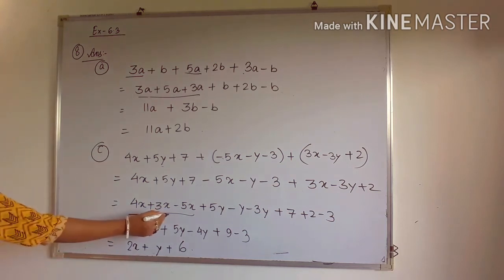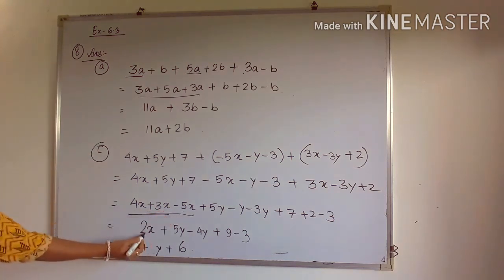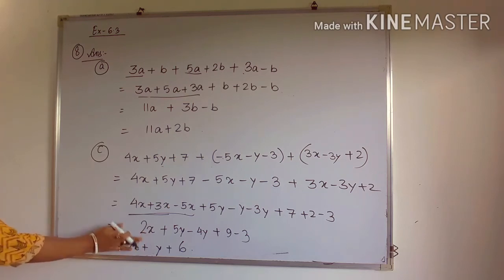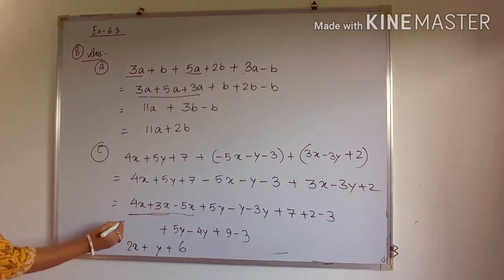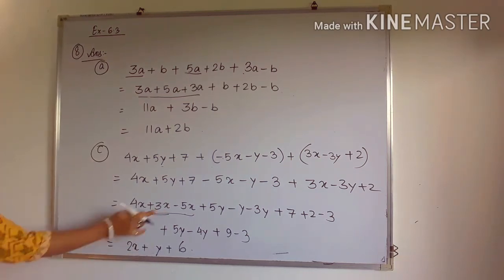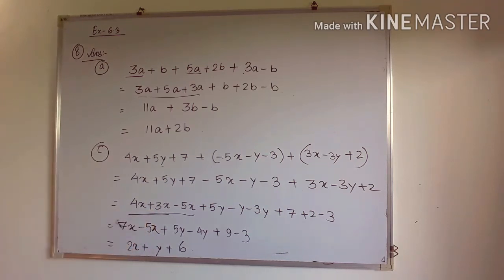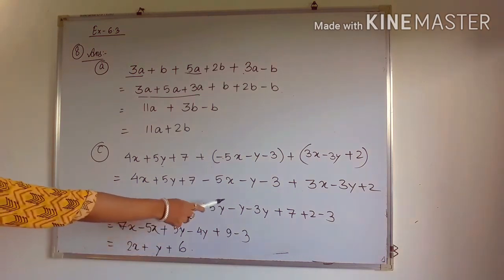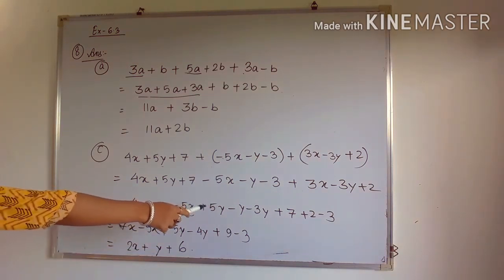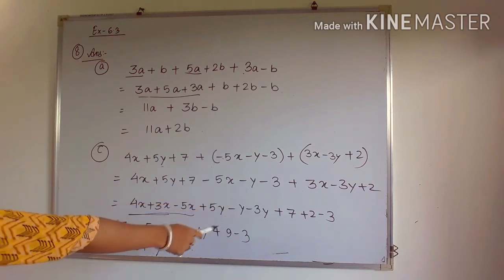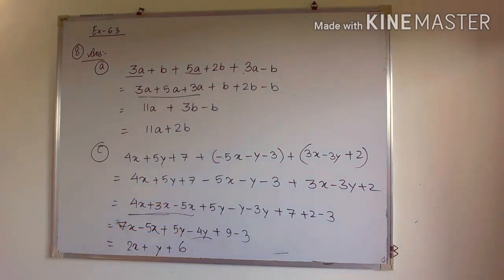Okay, so after collecting, we will get what? 4 plus 3 will be 7x, 7x minus 5x will be 2x. Here also you can first write the addition. After adding 4x and 3x, you will get 7x, minus 5x. So step by step we will do it. So here also see 5y, and both are negative. So minus y minus 3y becomes minus 4y.